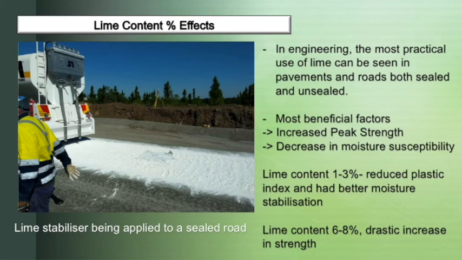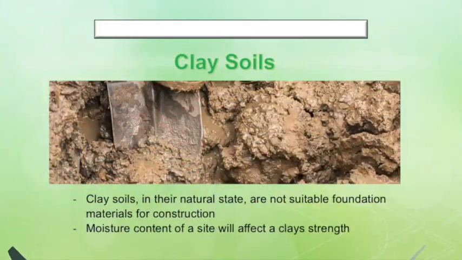In accordance with the Australian Roads Research Board, lime content in subgrades showed a reduction in plasticity between 1 to 3% lime content, whereas 6 to 8% had a greater effect in increasing the peak strength. Conclusively, the increase in lime increased sedimentation of soil particles, which changed the behaviour from more plastic and reduction in moisture in the lower contents to having a more drastic change in peak strength as lime content increased.